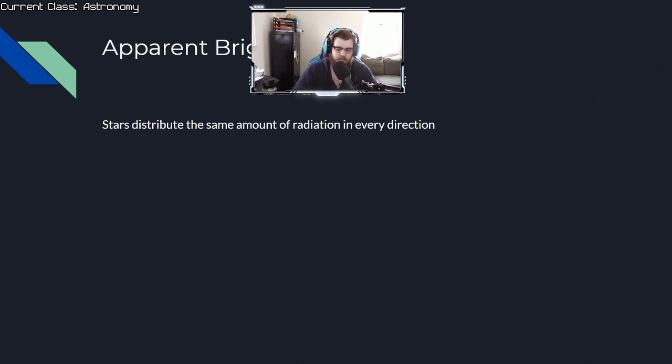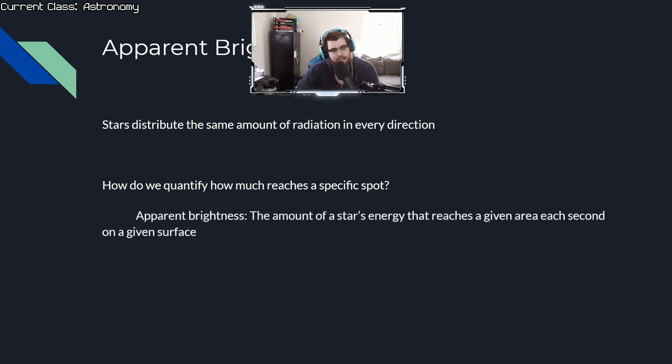Now, stars distribute the same amount of radiation in every direction. It's uniform. It sends it all out equally in the same way. So how could we possibly quantify how much reaches a specific spot? That's tough. What we have to go off of is what we call apparent brightness. It's the amount of a star's energy that reaches a given area each second on the surface.